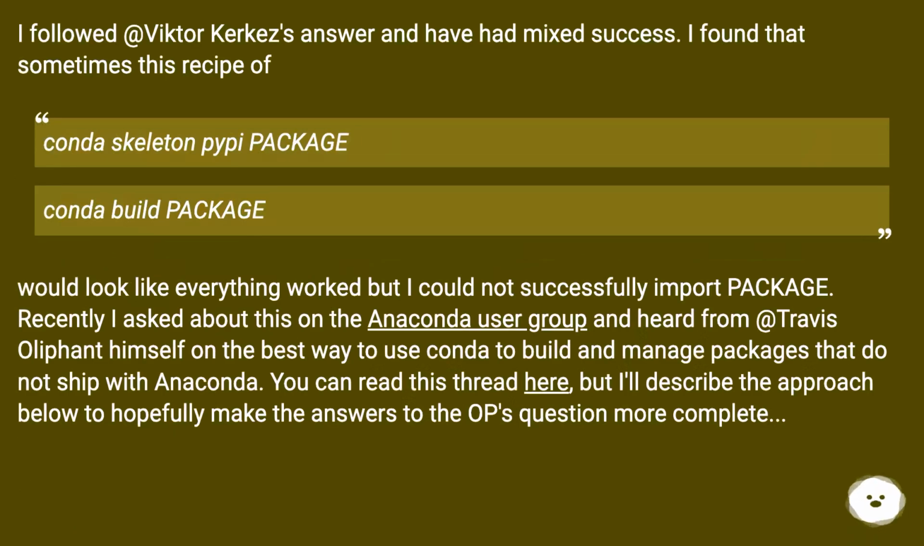I've followed Trent Kirka's answer and have had mixed success. I've found that sometimes this recipe of conda skeleton pypi package, conda build package would look like everything worked, but I could not successfully import the package. Recently, I asked about this on the Anaconda user group and heard from Travis Oliphant himself on the best way to use conda to build and manage packages that do not ship with Anaconda. You can read this thread here, but I'll describe the approach below to hopefully make the answer to the OP's question more complete.